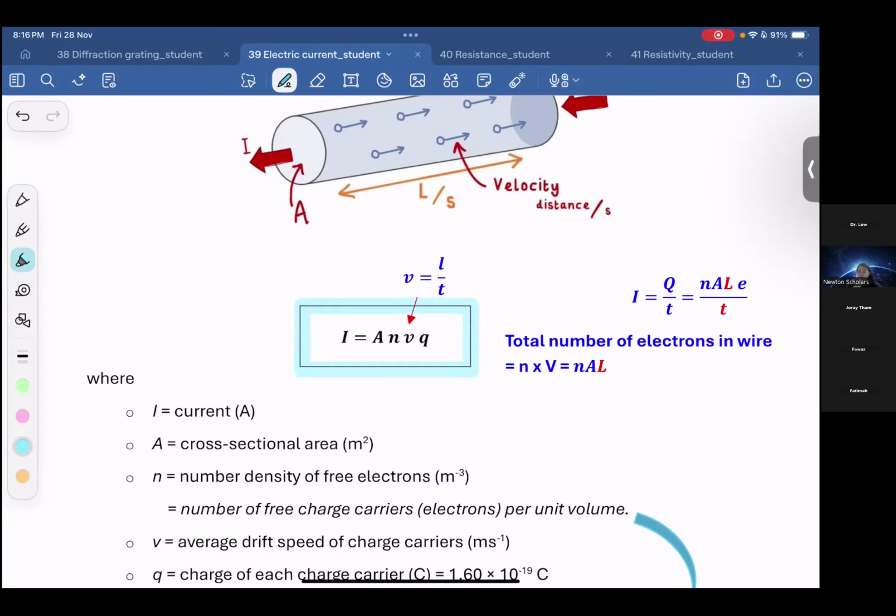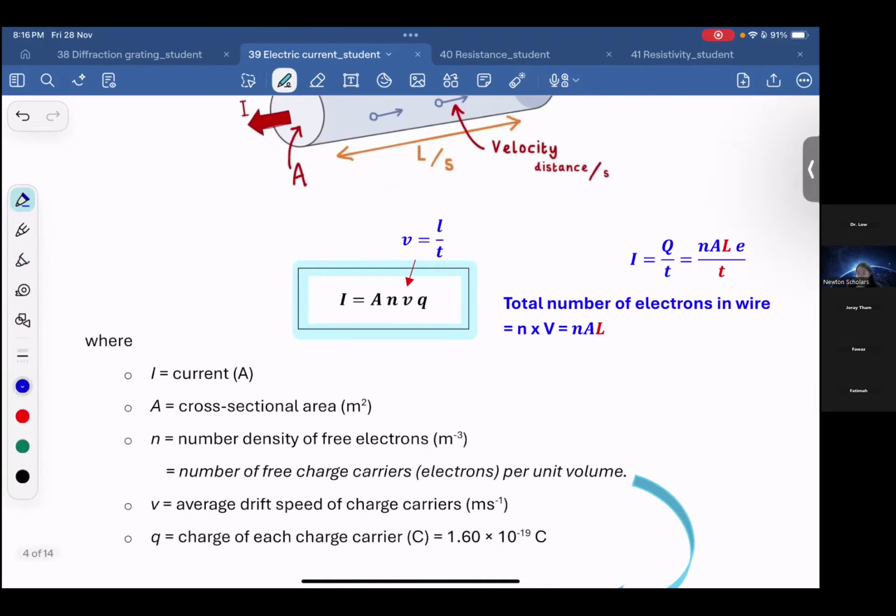I equals to nAvq. What is this and how do we get this formula? Actually, look here. I equals to Q over t. This is what we already know. This formula comes from here. We derive it. Okay, the charge.